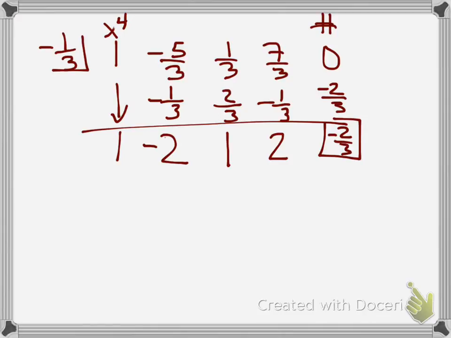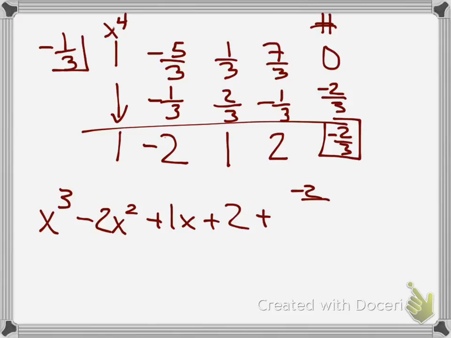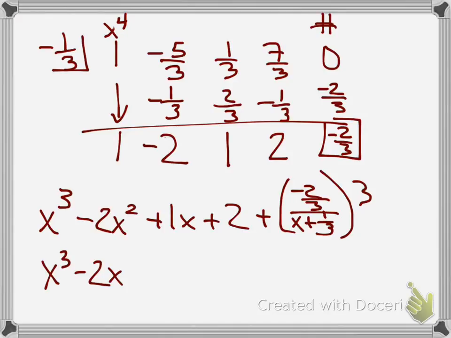That's your remainder. Okay, so if this is x to the 4th, this is going to be x cubed. So this is going to be x cubed minus 2x squared plus 1x plus 2. Now I'm going to put here plus negative 2/3 over x plus 1/3. Well, that looks really hard to comprehend with all those fractions, so let's multiply by 3 to get rid of the fractions there. So I would be left with x cubed minus 2x squared plus x plus 2.